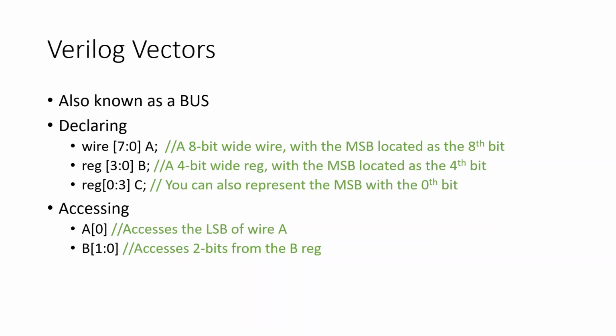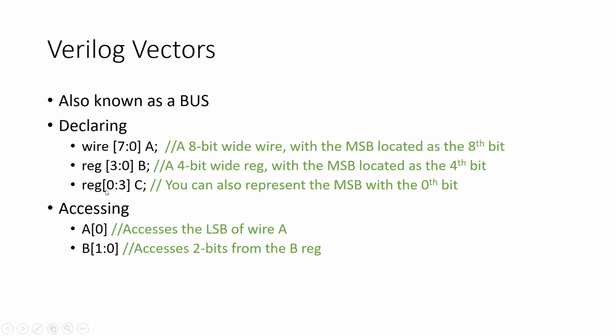One thing that we have in Verilog is vectors, also known as a bus. In Verilog, we can represent a string of continuous bits together as one variable name. In this first case, we have a wire, which is 8 bits wide with the label A, with the most significant bit being the 8th bit. And from here we have a reg, which is 4 bits wide with the label B. So if I was to call the B variable, I would actually be calling 4 bits.